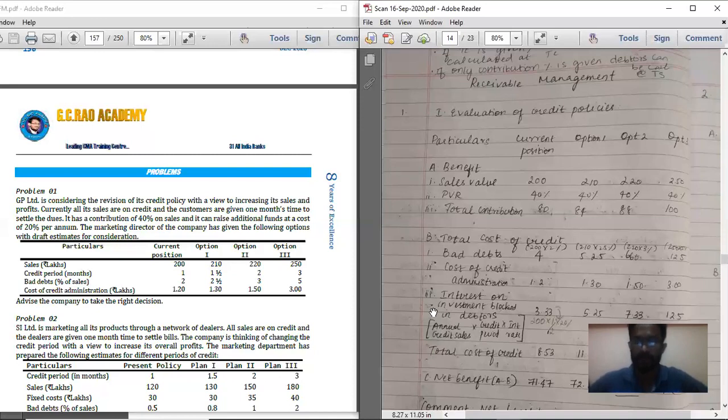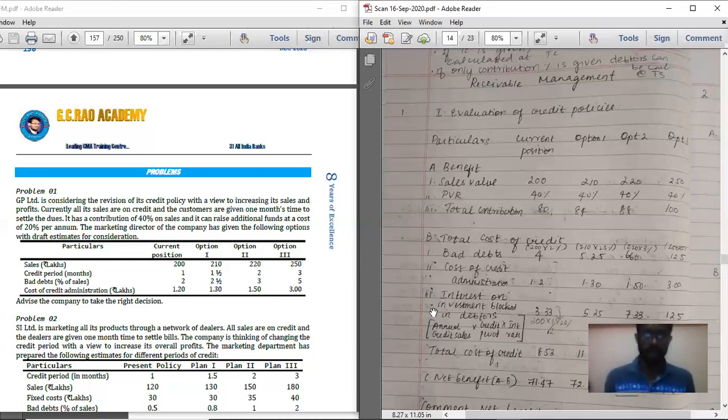Below that, open a bracket. See, first I will explain this. What is this interest on investment blocked in debtors? Suppose you are giving 1 lakh rupees as credit sales. If, instead of selling it on credit, you sold it on cash, then you would have received that 1 lakh on that particular day itself. Then you would not have lost any interest on that amount.